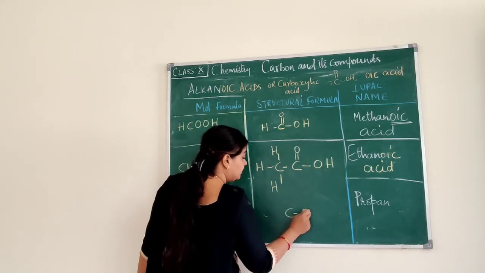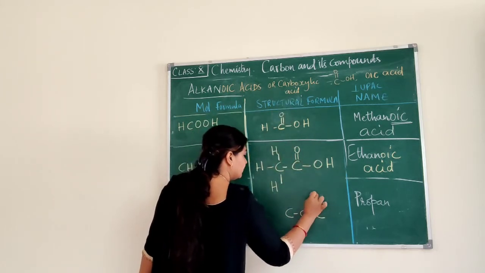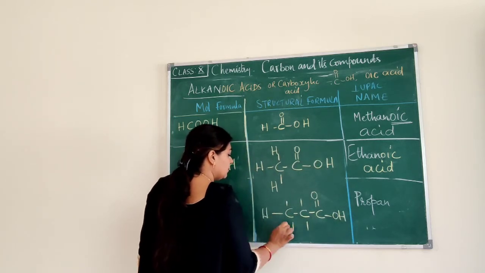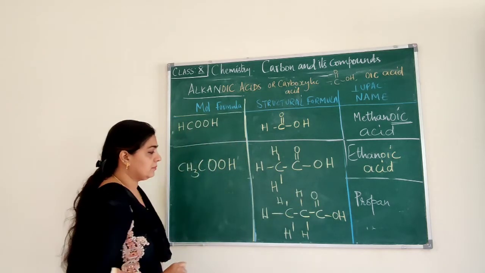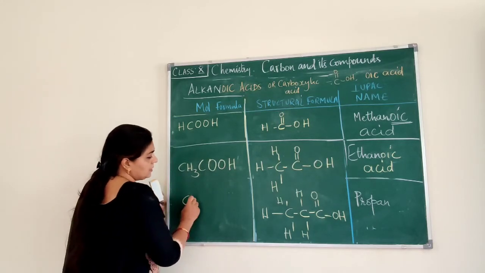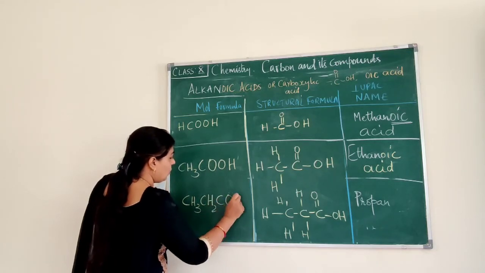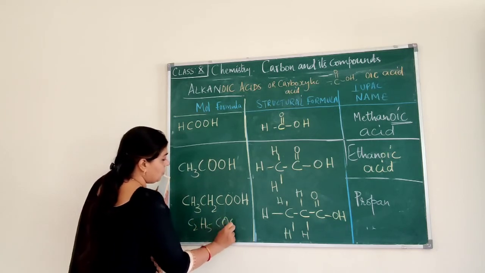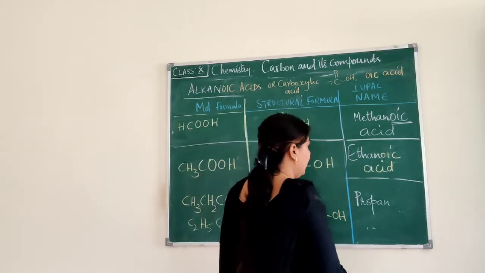Now let us do propane. C, 2C, and the third C will be the functional group. So what will be the molecular formula for this? This will be CH3, CH2, COOH, or you can write C2H5COOH. So that is propanoic acid.